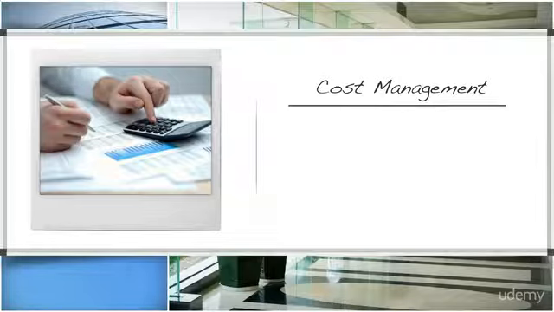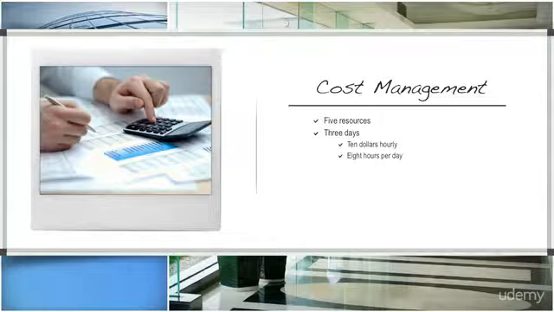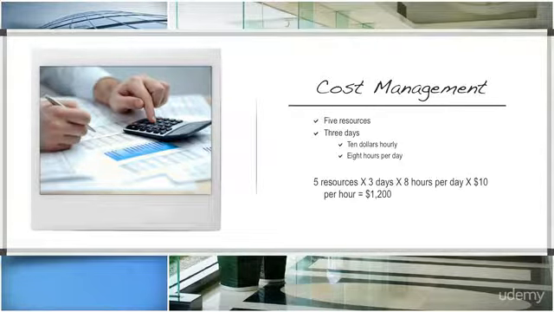Once the activity estimates are in place, we can then apply cost management processes to determine costs at the work package level. So let's assume that it will take 5 resources 3 days to clear the land, and each resource is paid $10 an hour for 8 hours of work a day. The resource cost for the activities within that one work package would equate to 5 resources times 3 days times 8 hours per day times $10 per hour, or $1,200.